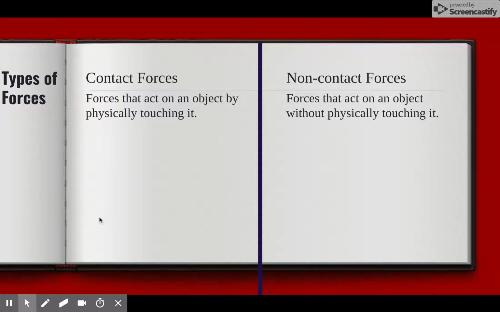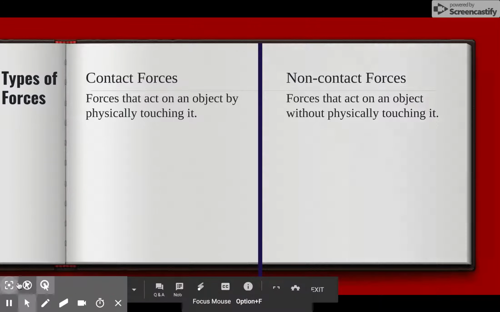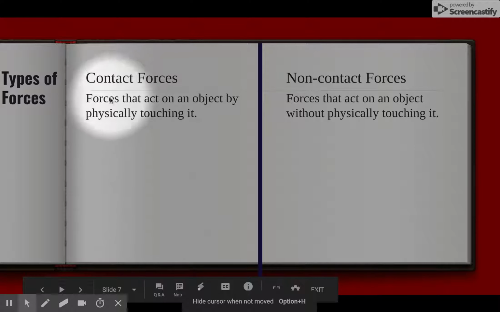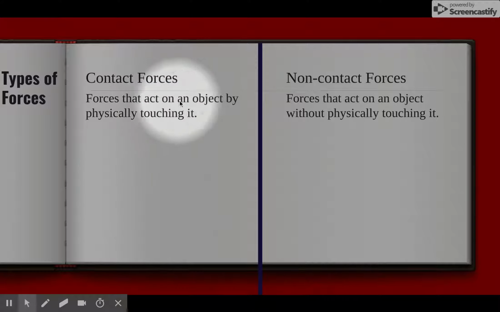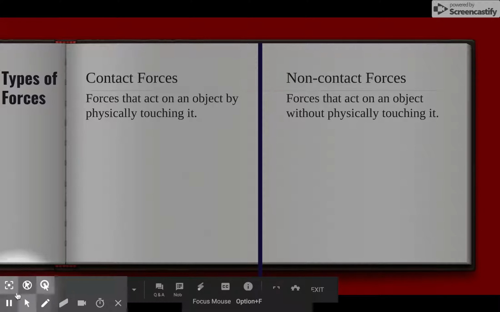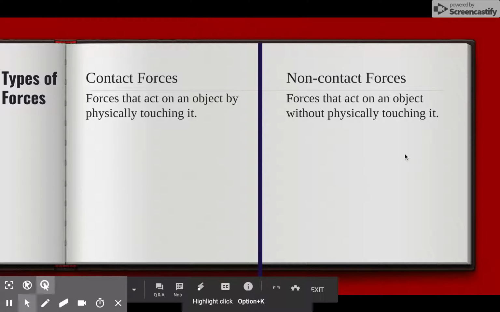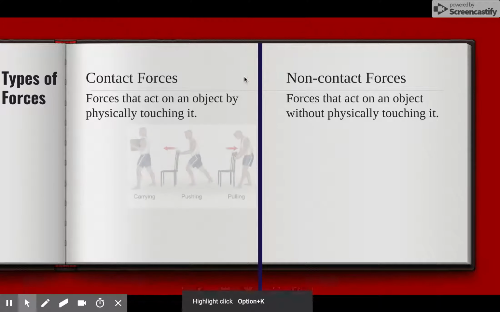Before we go further into balanced and unbalanced forces, I just wanted to do a quick review on the two main types of forces that we have, which are contact forces, and those are when the force is acting on an object by physically touching it, as well as non-contact forces. Non-contact forces is when the force acts on an object without actually touching it.